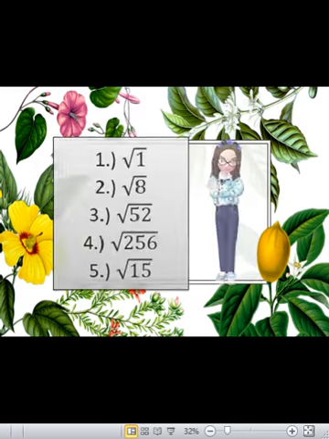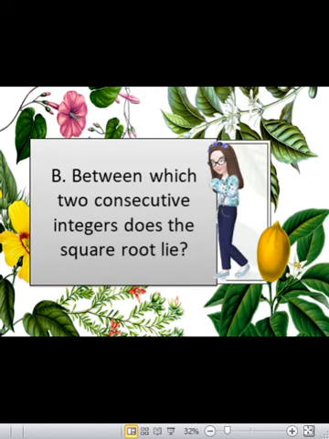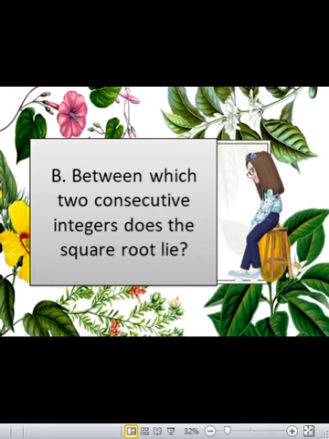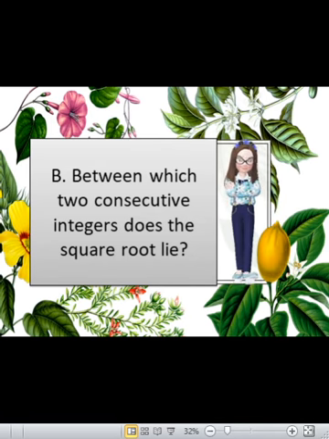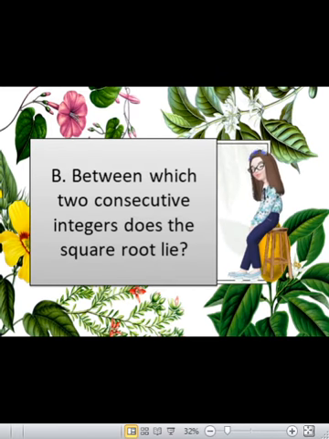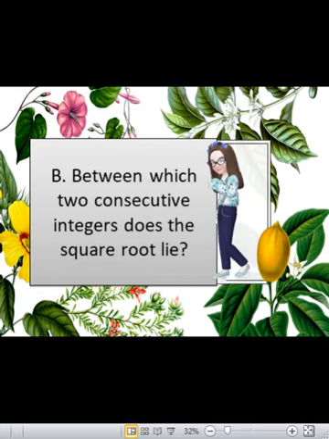Next. Task 2, letter B, on the module pa rin. Between which two consecutive integers does the square root lie? This is on our third example. You just give the two consecutive integers that lie on the given.